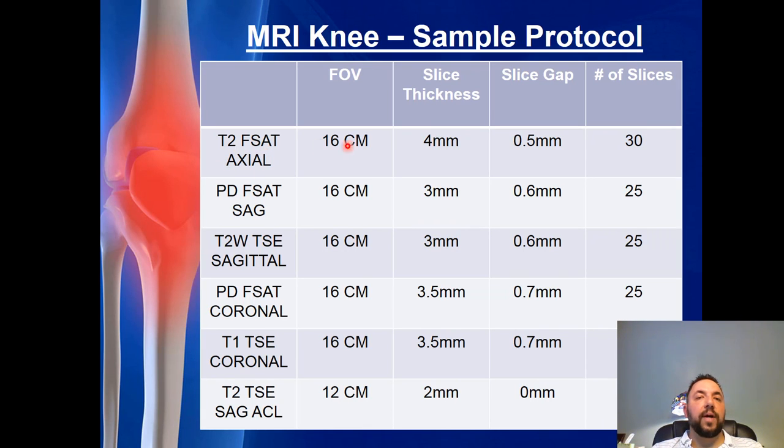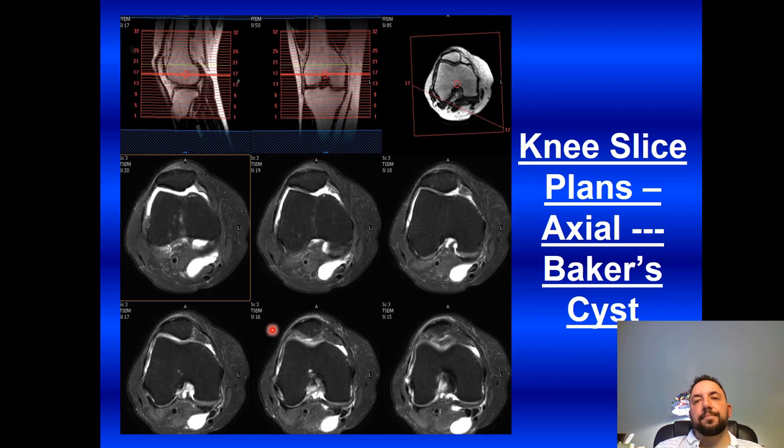Sample protocol, T2 fat sat axial or PD fat sat axial. Then you'll have a PD fat sat sag and a T2 sag. Again, your site could be different. 16 centimeter, 3 or 4 millimeters thick, a number of slices to get through, and then often most sites will ask for a T2 sag of the ACL. Small field of view, really thin slices just through the ACL itself.